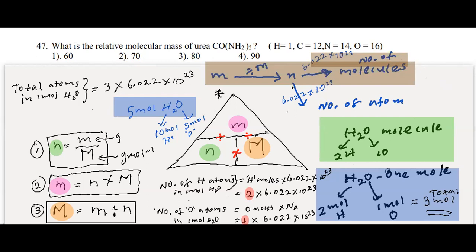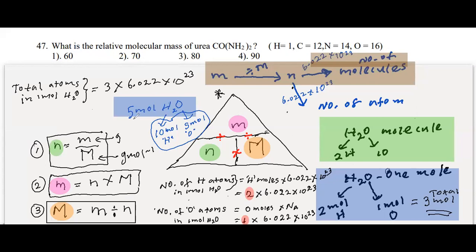15 into Avogadro constant. Very good, excellent. Now you got it. 15 into Avogadro, because the total atomic moles is 10 plus 5, which is 15. If you are asked to find total atoms, it is 15 into Avogadro constant. The only thing is, they could change the molecule in the exam, but the method is the same, very easy.